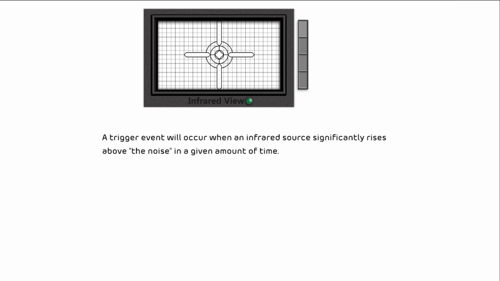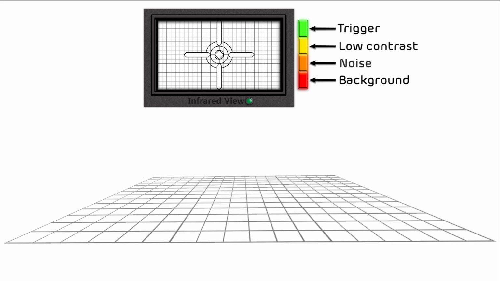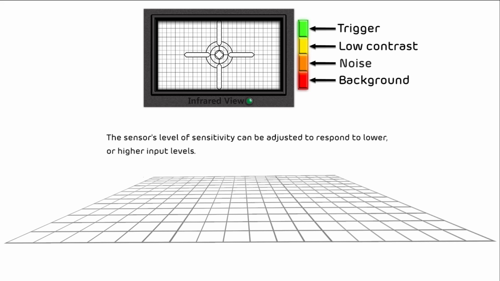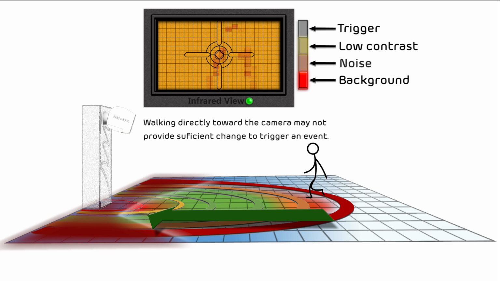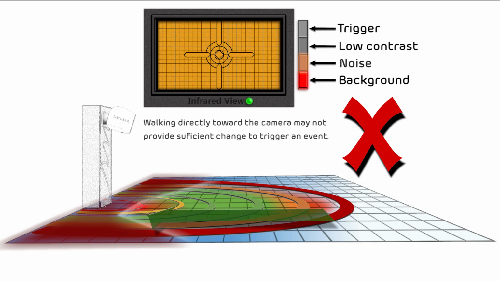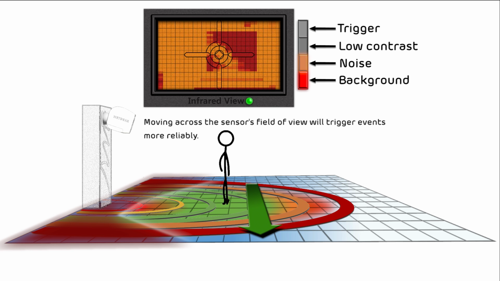A trigger event will occur when an infrared source significantly rises above the noise in a given amount of time. The sensor's level of sensitivity can be adjusted to respond to lower or higher input levels, but the general function is the same. Walking directly towards the camera may not provide sufficient change to trigger an event. Moving across the sensor's field of view will trigger events more reliably.